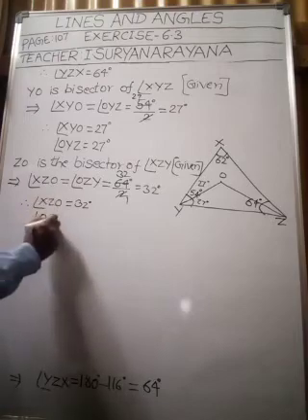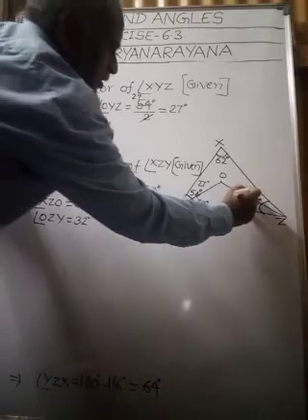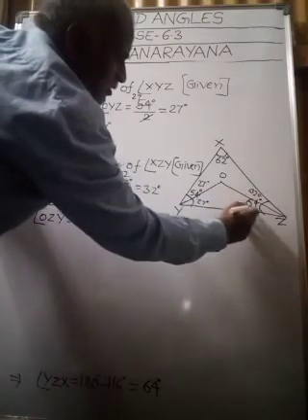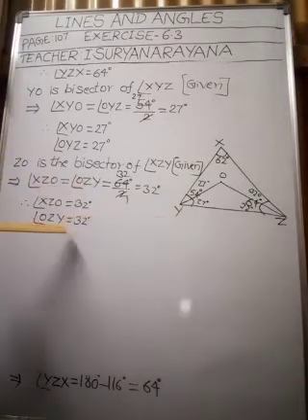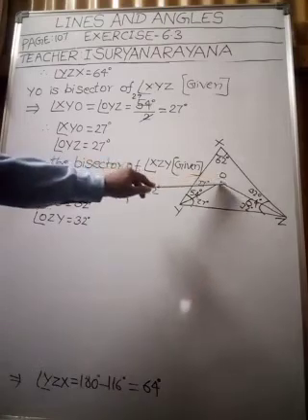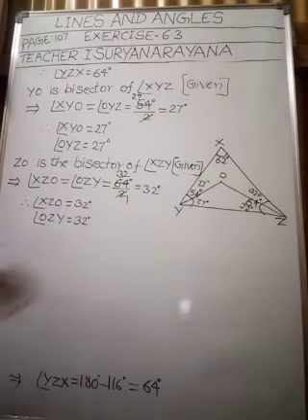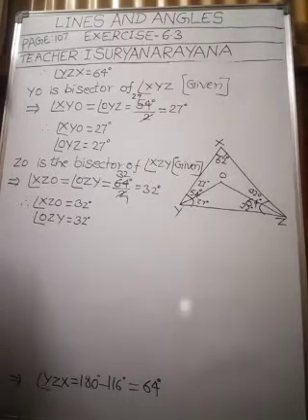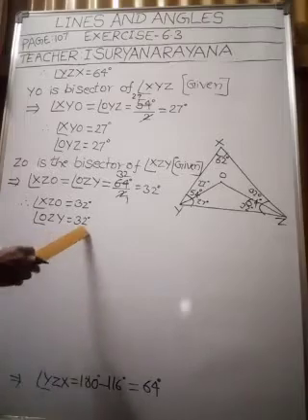Angle OZY is also 32 degrees. Here 32 degrees, here also 32 degrees. Understood this step, my children? Right. Now come to this triangle OYZ. It is a small triangle, isn't it, my children? Right. What is asked here? Angle OZY, we got 32 degrees here.